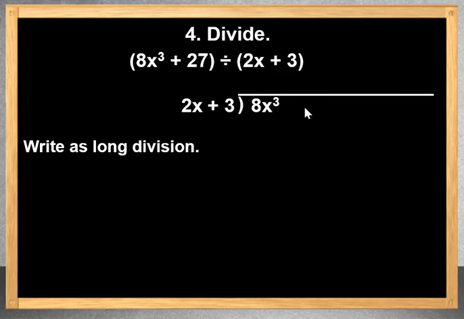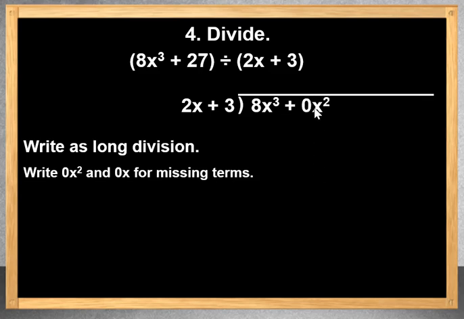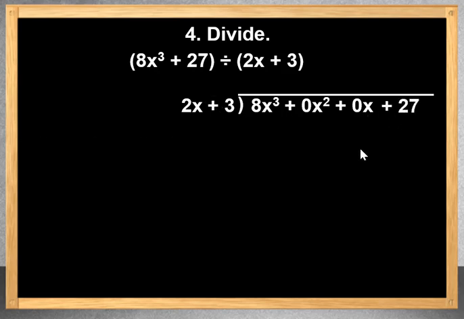Then x squared will be plus 0x squared, just as a placeholder for the answer, to write our first answer above the x squared term. We have to have this placeholder here. Now we also have another placeholder, 0x, for x. There is no x term in the dividend, so we have to have it. And then plus 27.